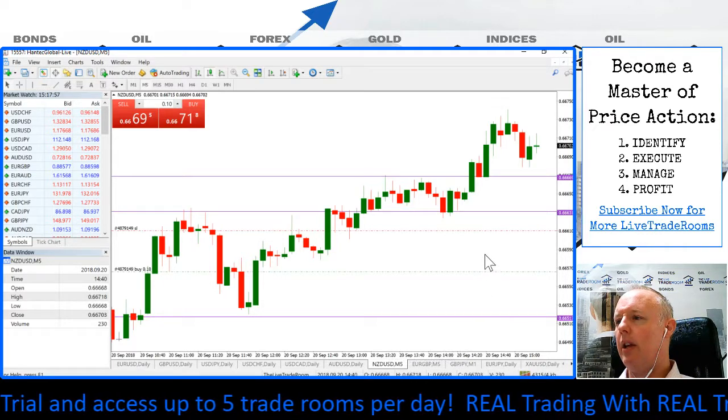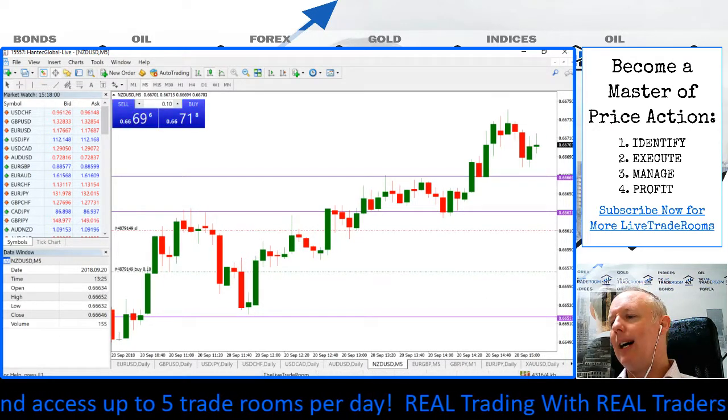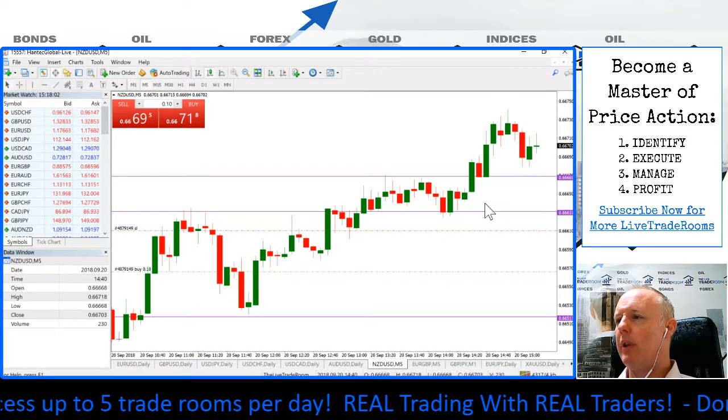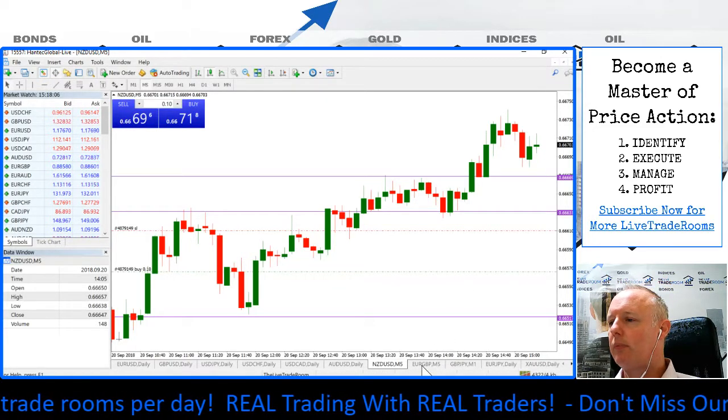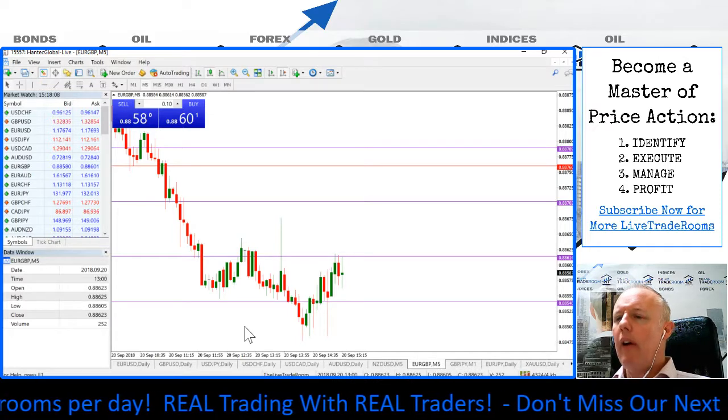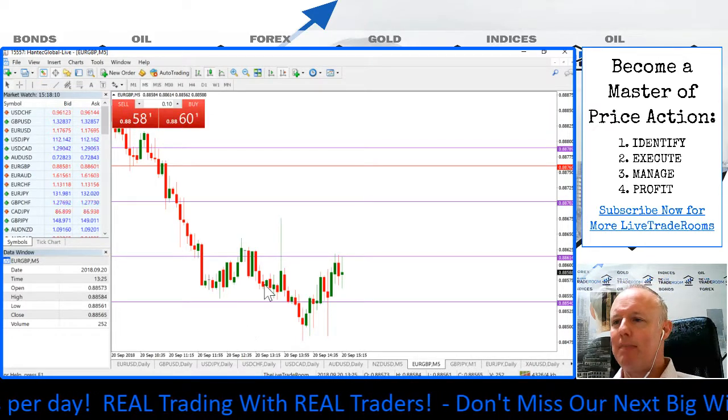and we are in the New Zealand dollar. So it was a choice between the two, and we decided to get into the New Zealand dollar. So we're still in profit on that trade. The euro pound, we were selling this market as well.